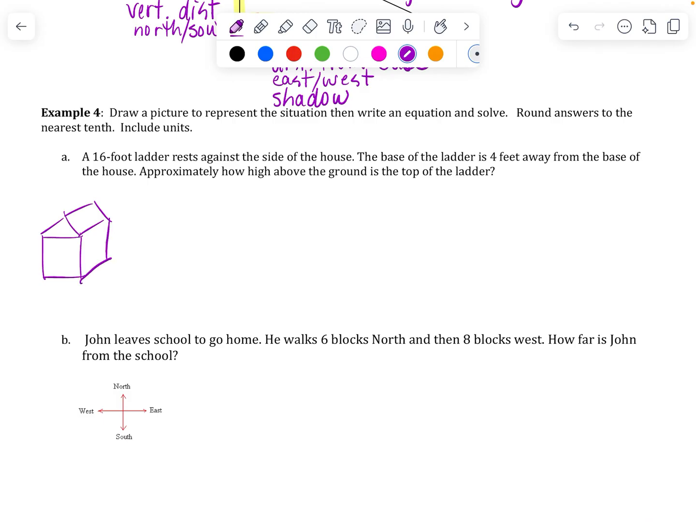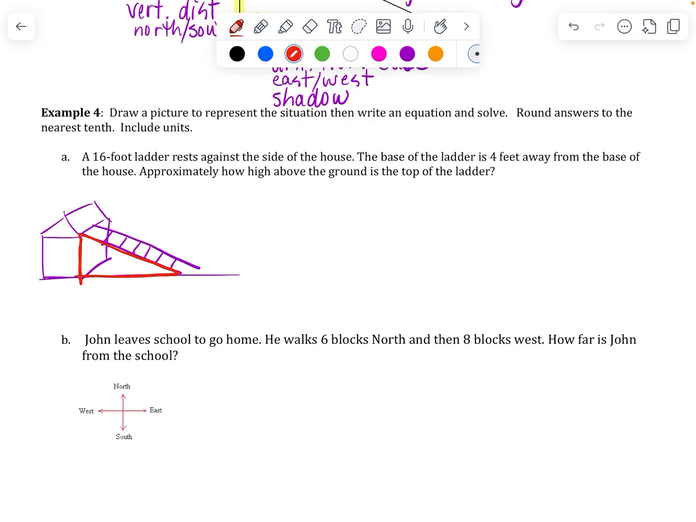So if we draw ourselves a house, and we talk about a ladder resting against the side of a house, so here's the ground, here's the ladder. This is what it would look like. So we're not saying the ladder is attached to the house, we're just saying it's kind of resting against the side of the house. We have a right triangle happening. I'm going to highlight it in red here. This is the right triangle they're talking about. One side of the house, we have the ladder, and we have the ground.